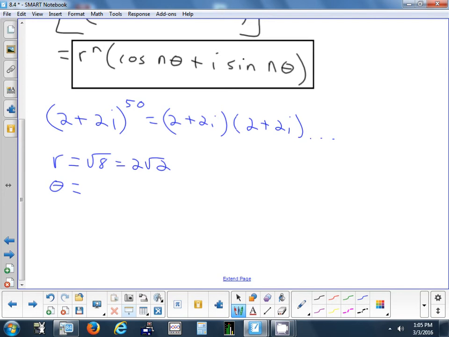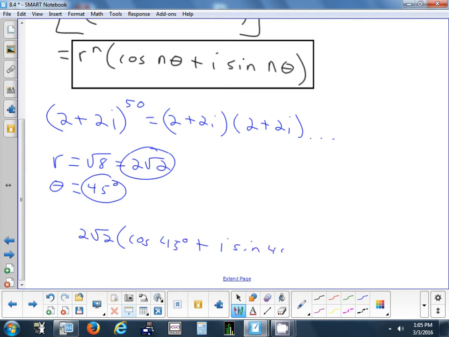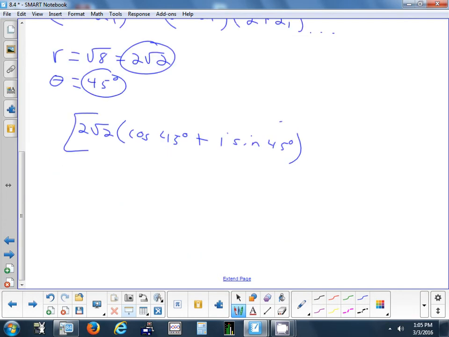Yep, and what's the inverse tangent of 1? 45 degrees. Now, by changing it to polar, watch how quickly I can do this to the 50th power. Okay, I have r cosine 45 plus i sine 45. And to raise it to the 50th power, I might need my calculator, but it's not going to be hard to do.